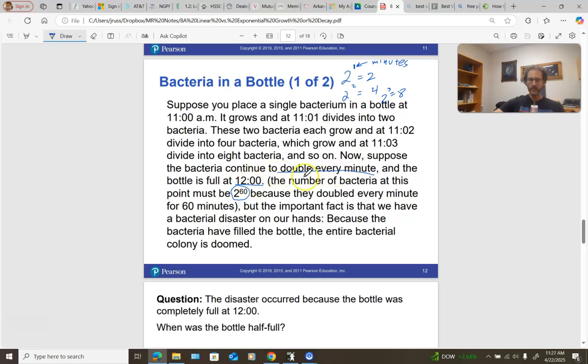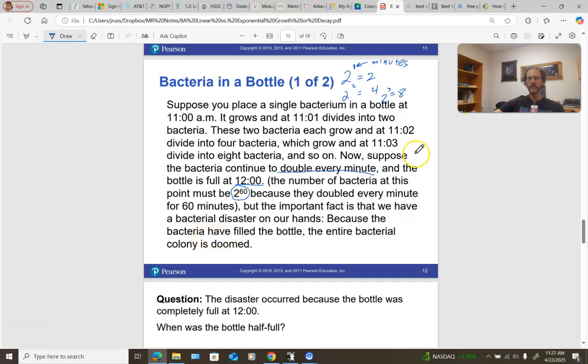Now let's continue. So the bottle is completely full at 12 o'clock, so after 60 minutes, or after that hour, because they doubled every minute for 60 minutes. And then this information here is not really important. It says, but the important fact is that we have a bacterial disaster on our hands. Because the bacteria have filled the bottle, the entire bacterial colony is doomed.